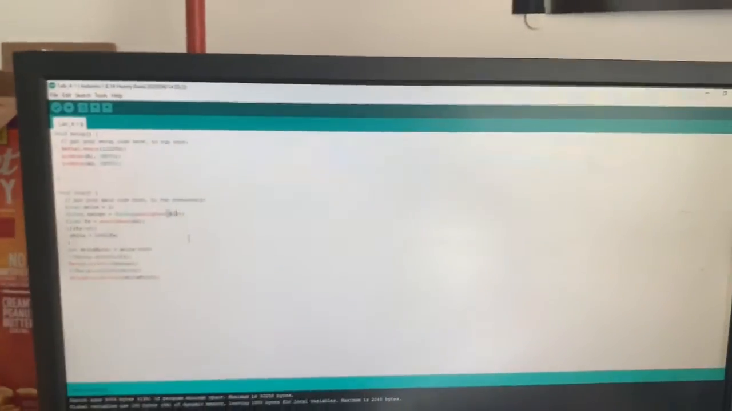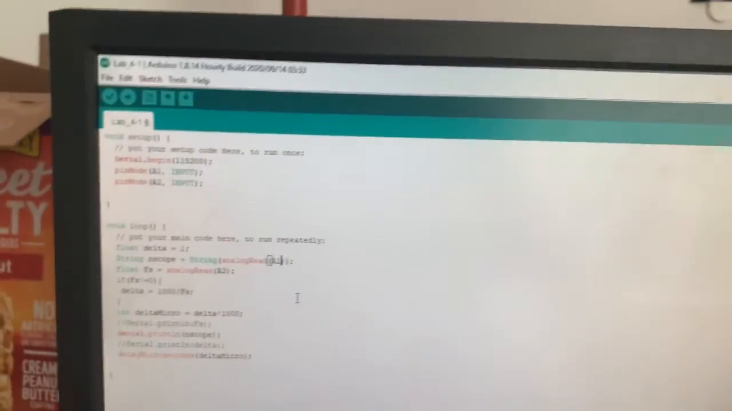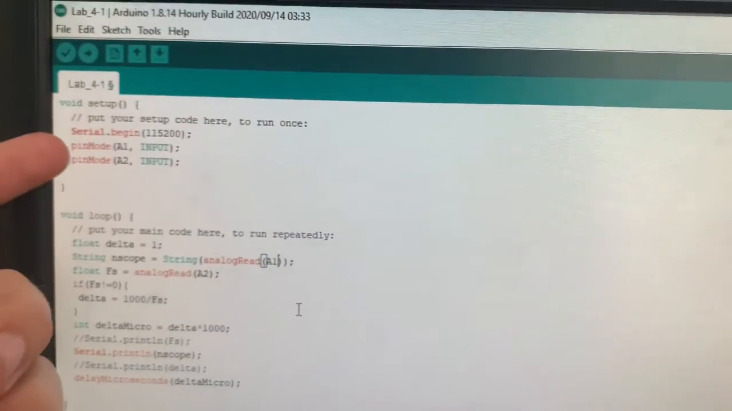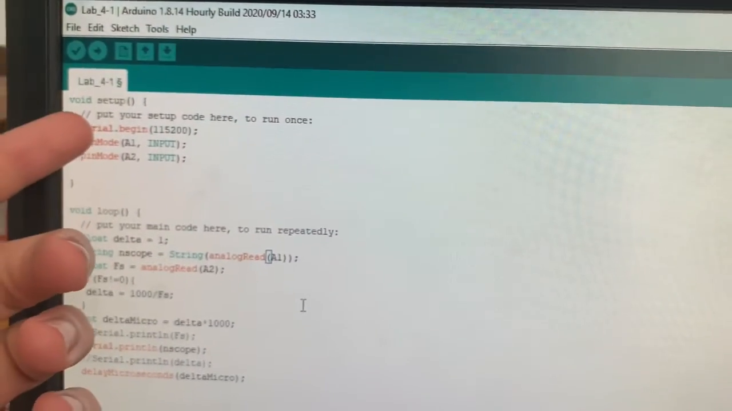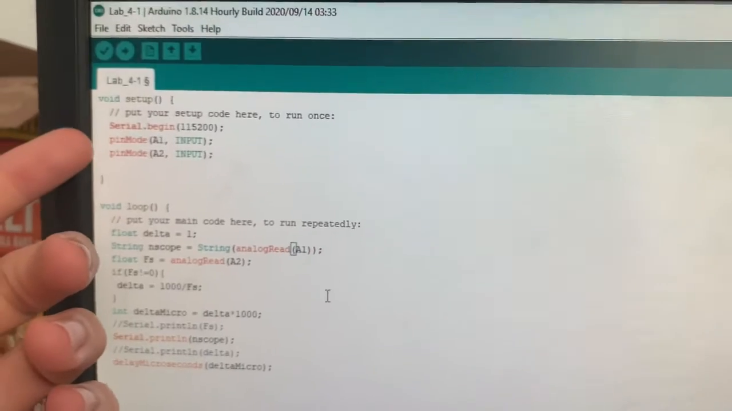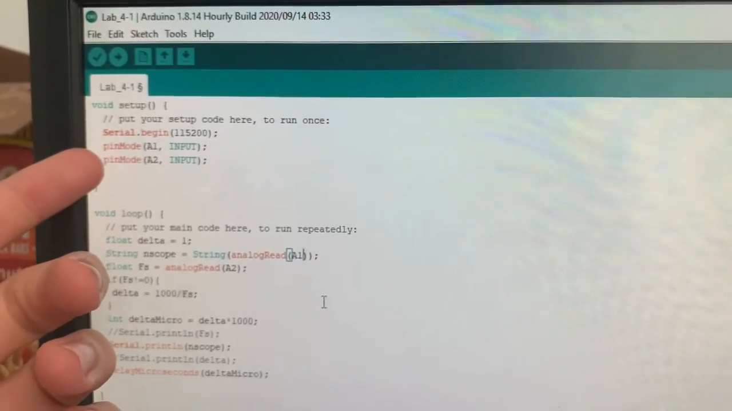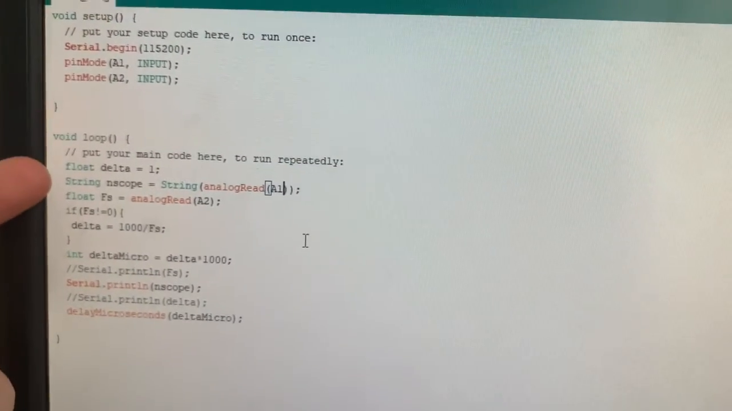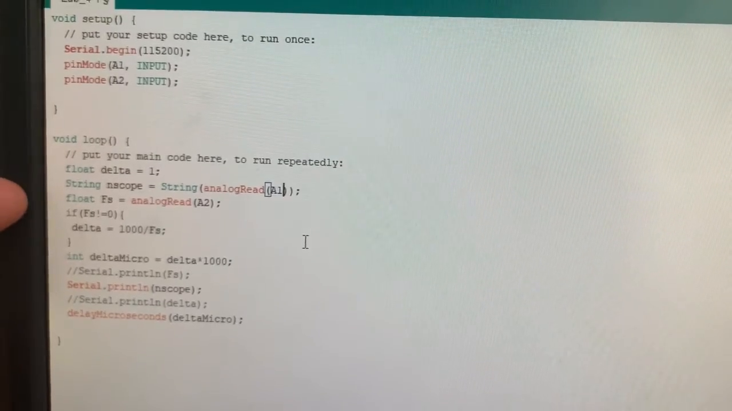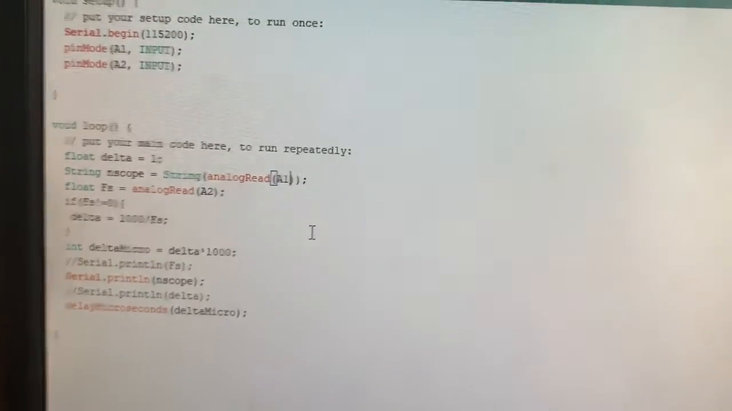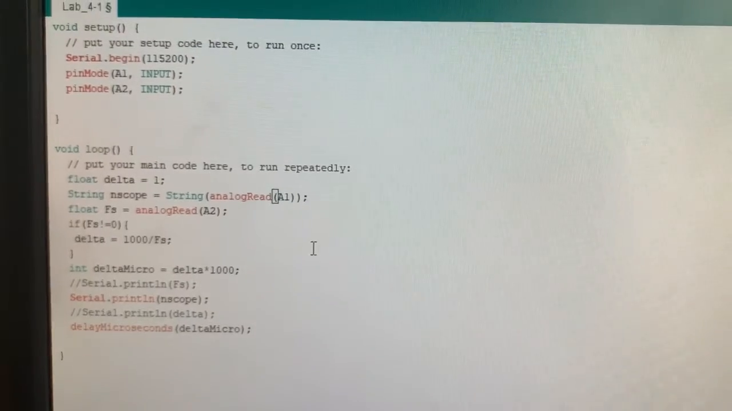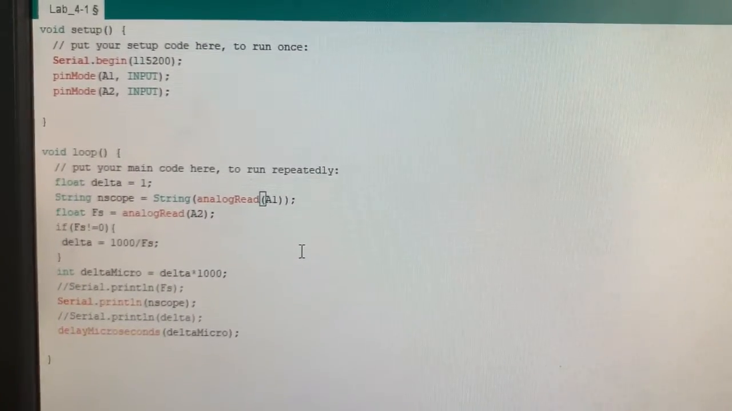This is ENME 351 Lab 4 Exercise 1. I have my Arduino code here, starting with my Serial.begin at the correct frequency, followed by setting my pin modes to be inputs. I initialize a delta variable and create my string from the oscilloscope, which I'm going to be printing through serial later.